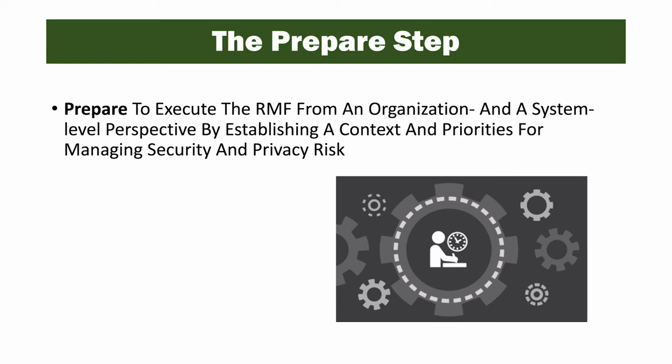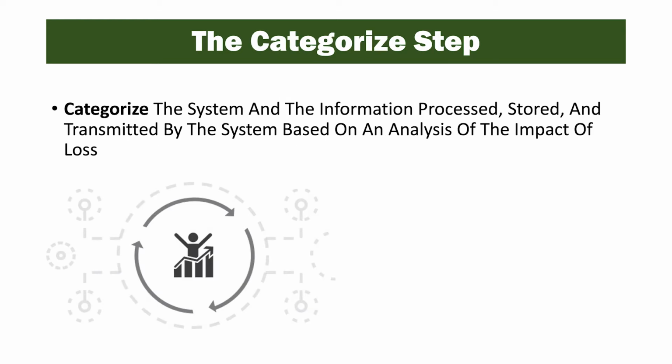In the prepare step, we prepare to execute the RMF from an organization and a system level perspective by establishing a context and priorities for managing security and privacy risk. The categorize step, in this step, we categorize the system and the information processed, stored, and transmitted by the system based on an analysis of the impact of loss of the information or information system components.